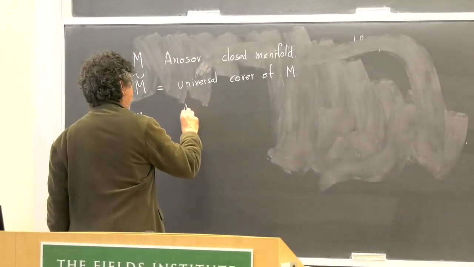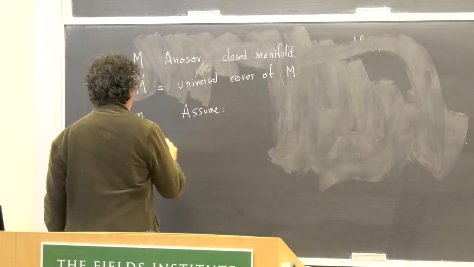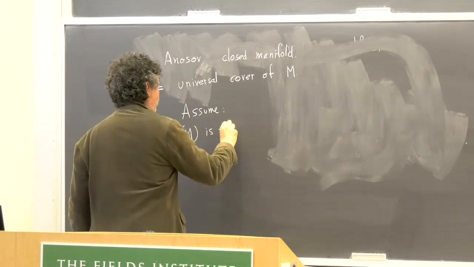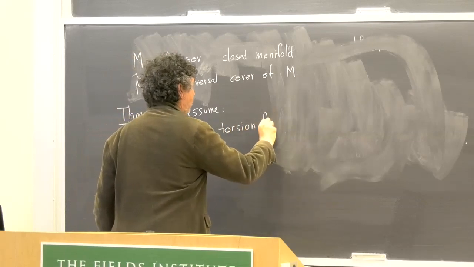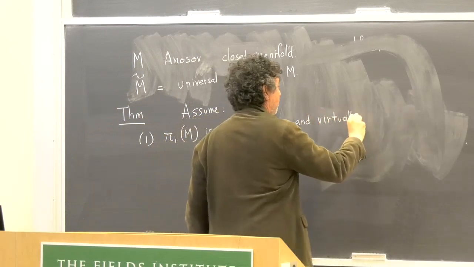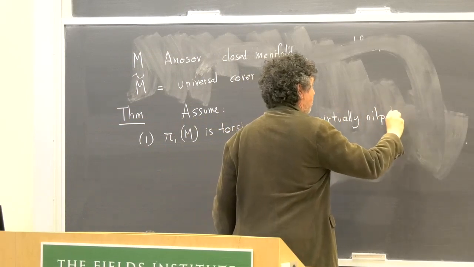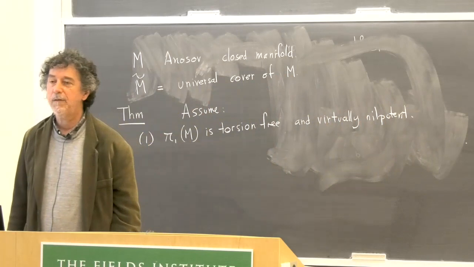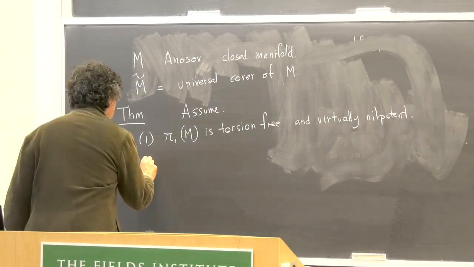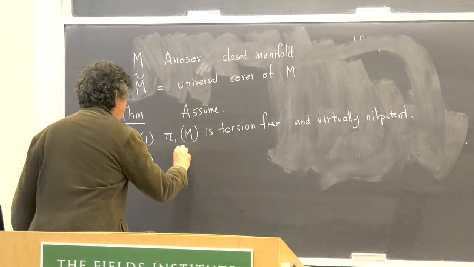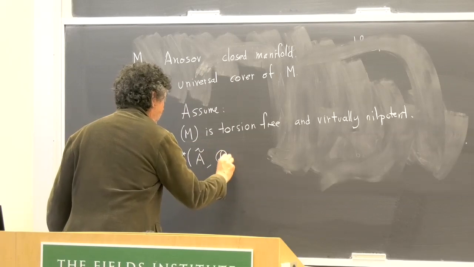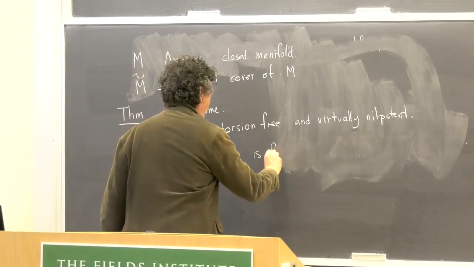So assume, one, pi 1 of M is torsion-free and virtually nilpotent. By this, virtually nilpotent means a finite index subgroup is nilpotent. Second condition, the cohomology of the universal cover, say with values in Q, is finite dimensional.